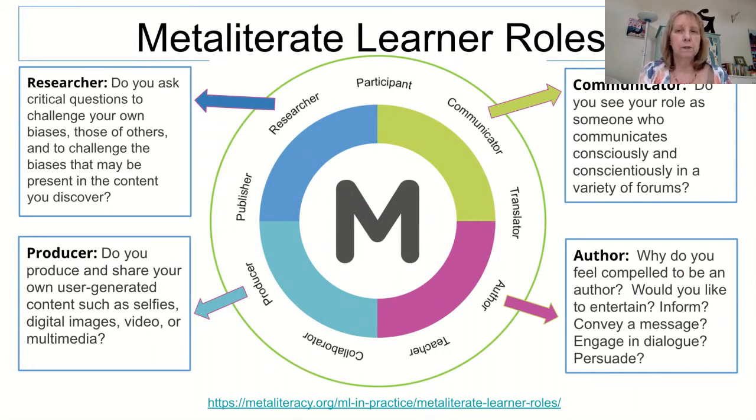And the Metaliteracy Learning Collaborative actually developed questions about this. And when they start thinking about this, so for communicator, do you see your role as someone who communicates consciously and conscientiously in a variety of forums? When they start really engaging with this, they see themselves differently. And I have a few student quotes that are going to point this up.